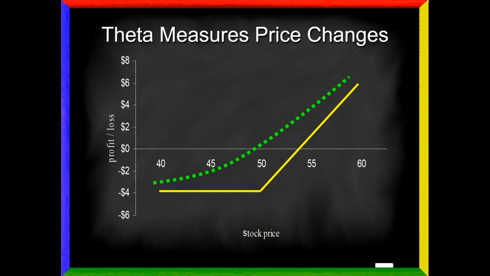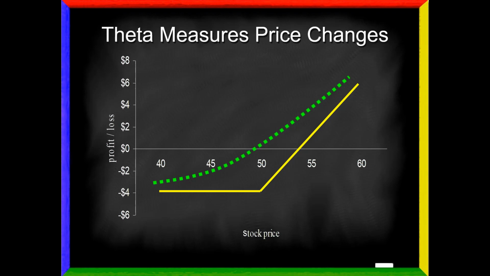What if the stock is 60? Find 60, trace a line up to the yellow curve, look left, it's going to be worth $6. If the stock is 45 down here, trace a line down to the graph, it's going to lose $4. So the yellow line is really just showing us the option's value at expiration.